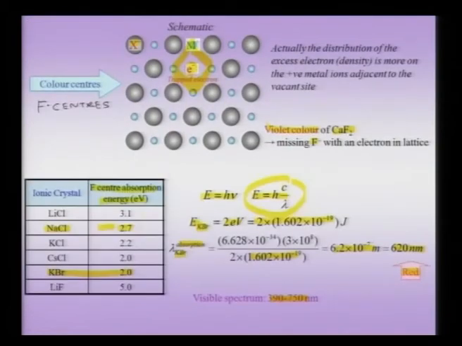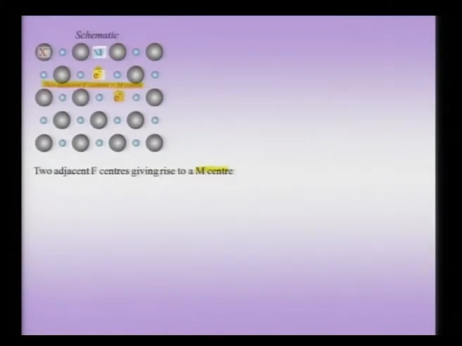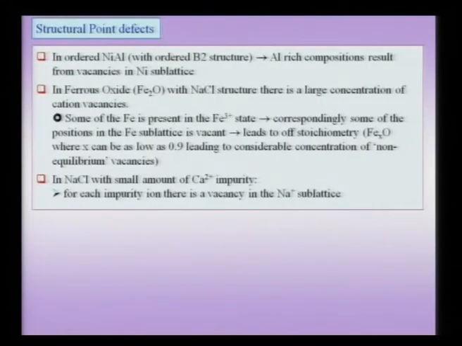The more colorful of these was the F center, and we saw how, for instance, in KBr the F center gave rise to an absorption in the red region of the visible spectrum. We also saw that these kinds of defects could get associated and give rise to more complex configurations of defects in ionic materials. So, let us take up this concept of structural point defects. In principle, any kind of defect could play a structural role, but in this specific case we are considering structural point defects.